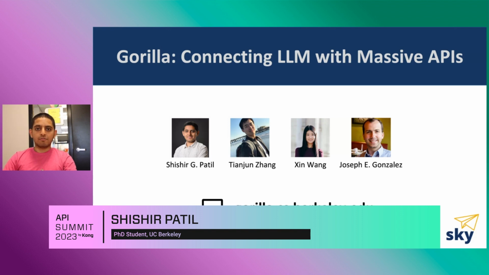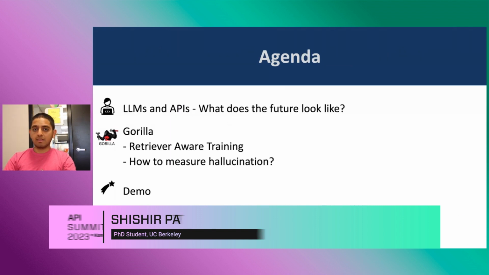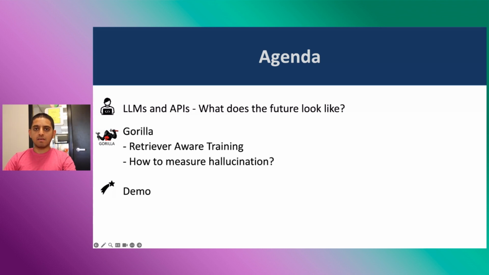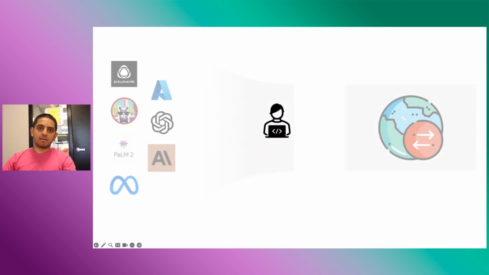So, on today's agenda, first we'll discuss what we think is the future of LLMs and APIs, and then I'll present two key interesting insights that helped us to actually build Gorilla, which is an LLM. And finally, I'll end with a quick demo and show you where we are right now. Okay, so let's get started.